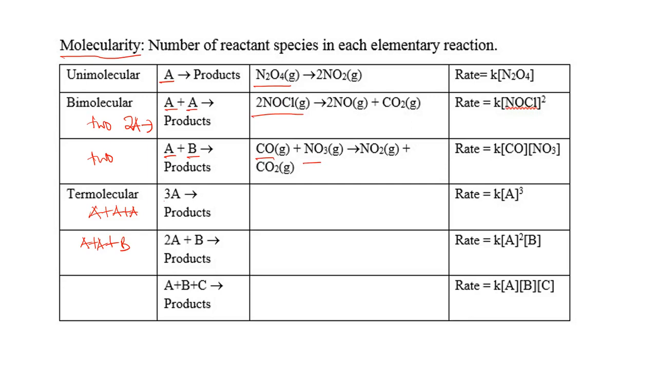So think about how we give the rate of reaction for these equations. This is the rate of reaction for a unimolecular, this one for bimolecular, this one for bimolecular but with different species. Termolecular with one species, termolecular with two species, termolecular with three species. That's how we give the rate law of these reactions.